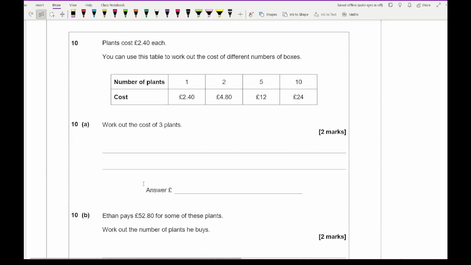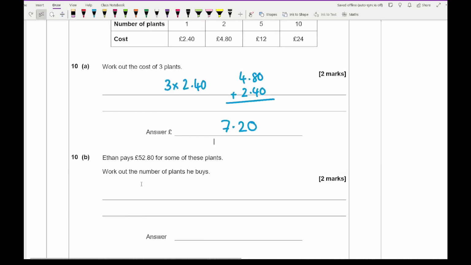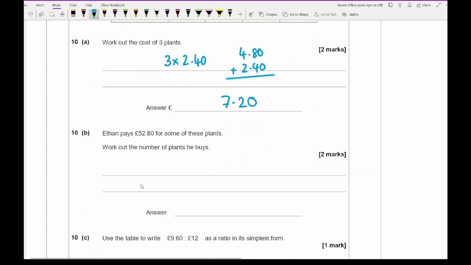Moving on to question 10, it says plants cost £2.40 each. It says you can use the table to work out the cost of different numbers of boxes. Work out the cost of 3 plants. Well, it's £2.40 each. There's no discount offered if you buy in bulk. So it's just going to be 3 times 2.40. So again, you could do some decimal multiplication, or you can just work it out in your head. But basically, all you could do is £4.80 plus £2.40, add them all up, and you should have the answer of £7.20.